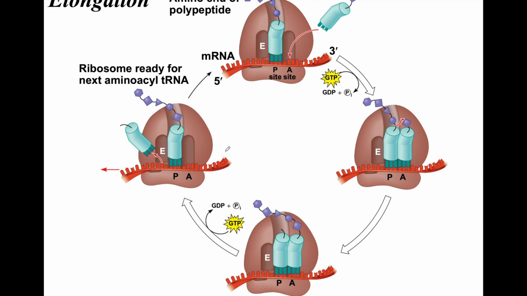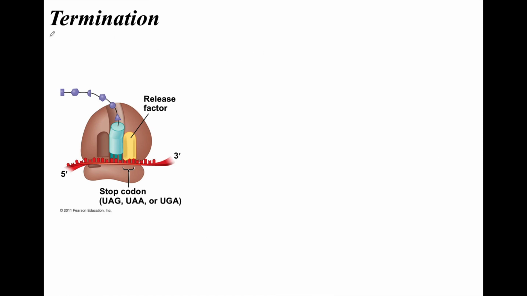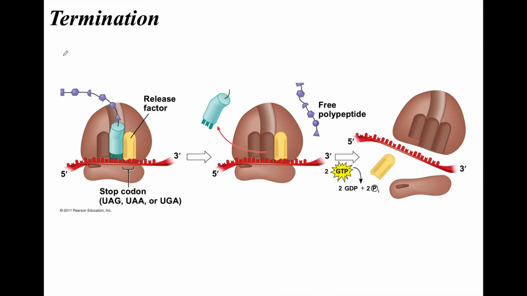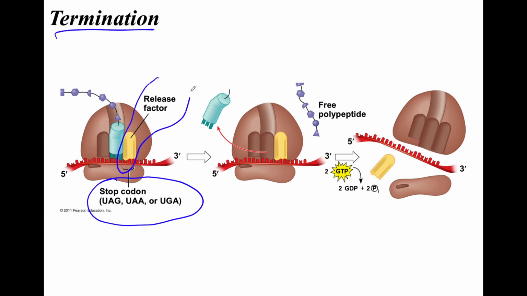And this continues until a stop codon enters the A site. Once a stop codon enters the A site, then you start the termination step. So when the stop codon enters the A site, okay, what happens is something called a release factor enters into the A site. Remember, stop codon says stop translation here, and it also does not code for any amino acids. And this release factor basically just causes everything to be released. Okay, the polypeptide is released from the tRNA. The tRNA leaves the ribosome.